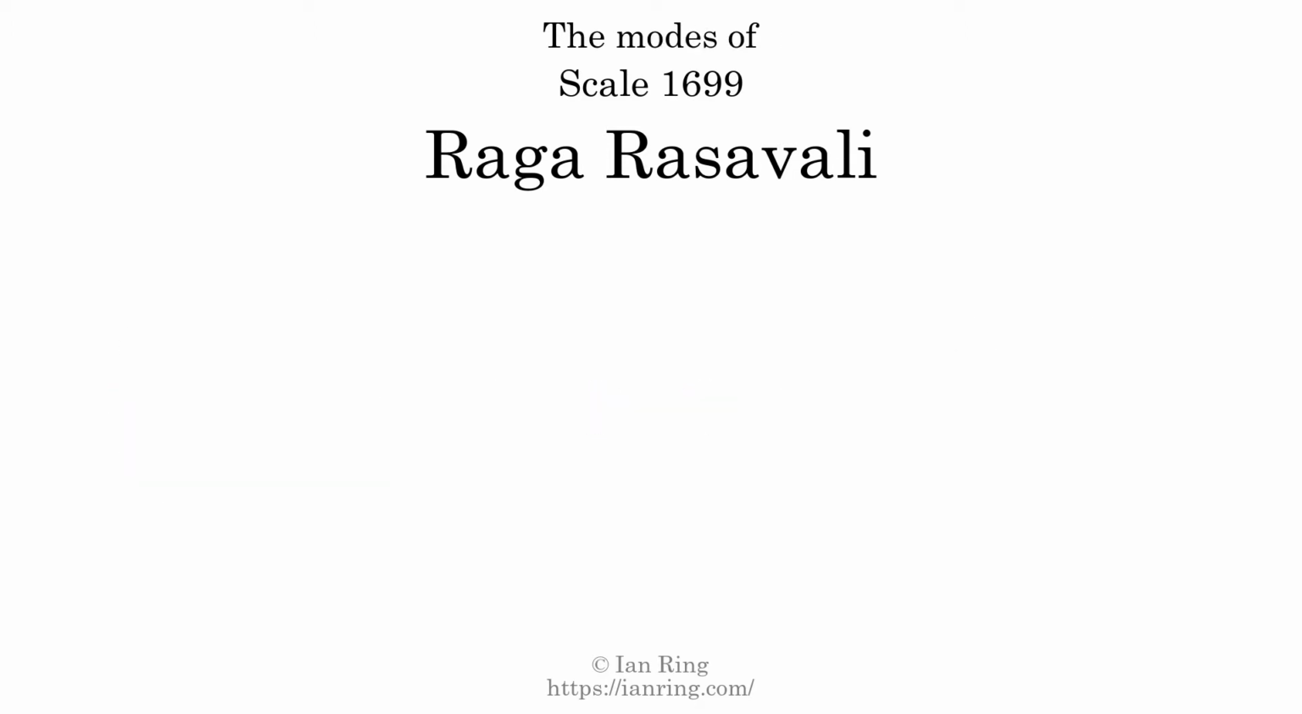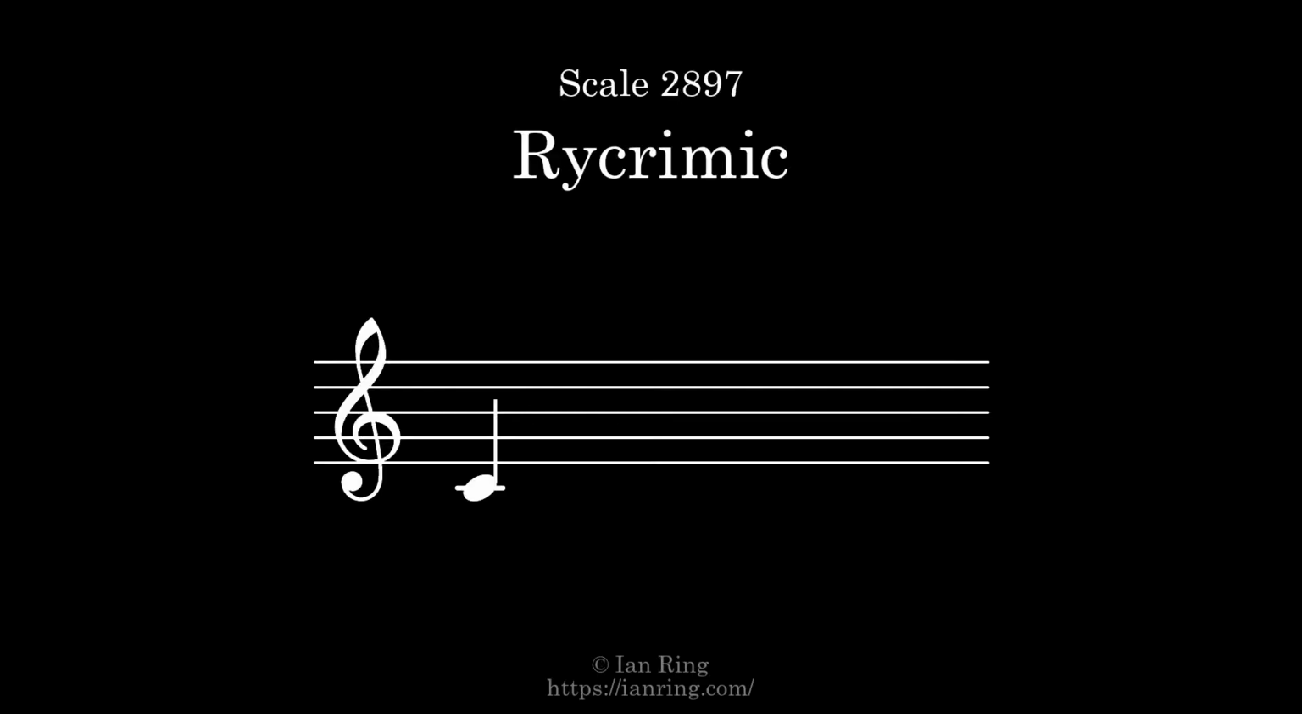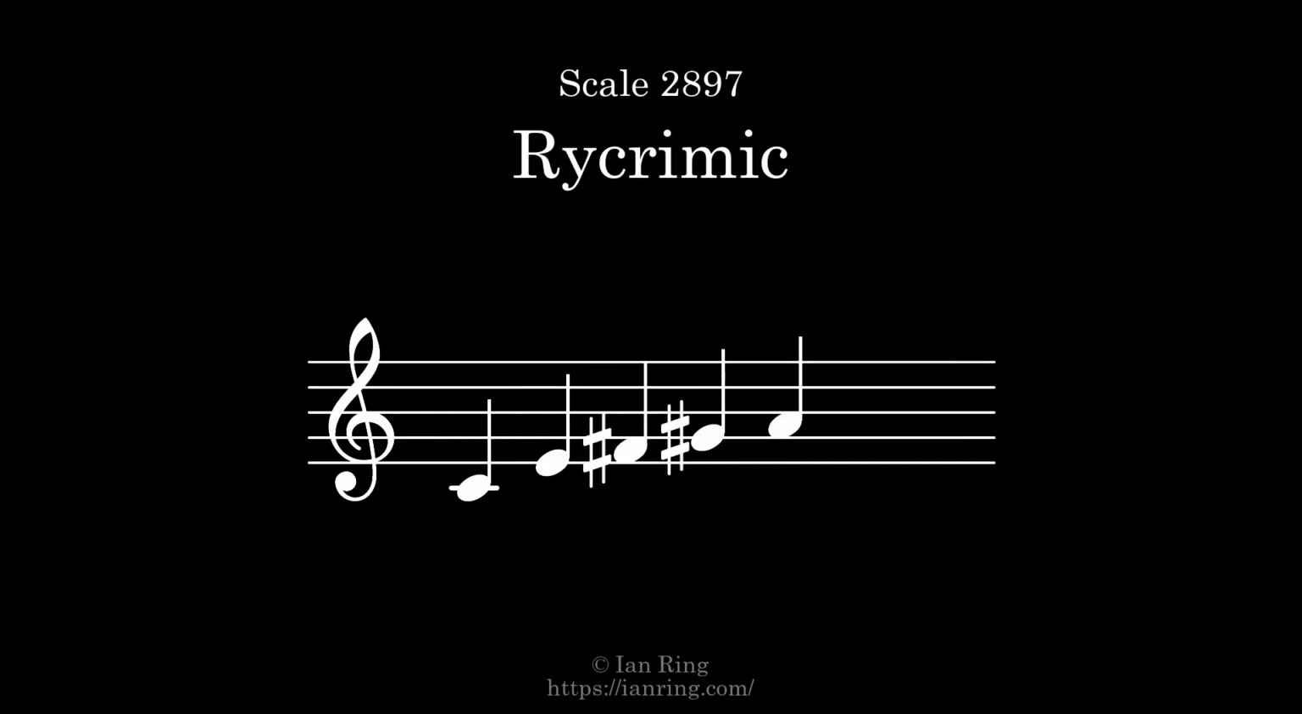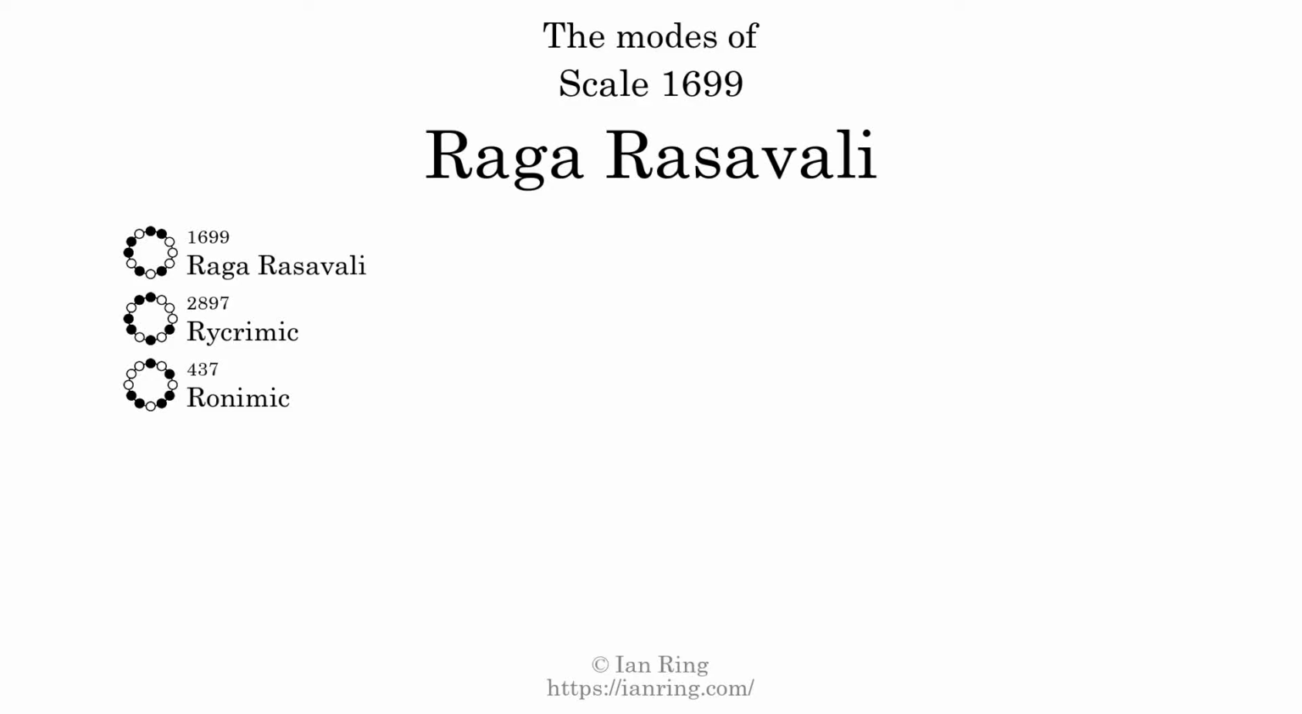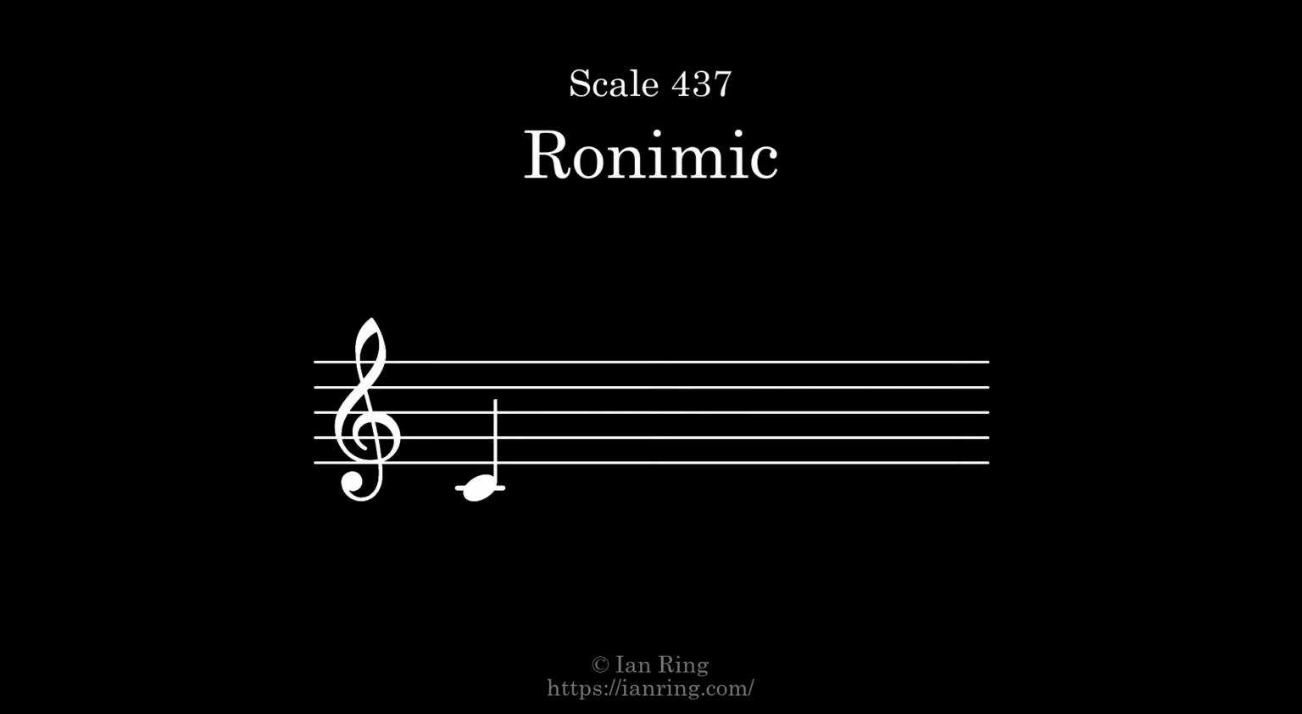This scale has 6 modes. The first mode is itself. The second mode is scale 2897, also known as rhythmic. It sounds like this. The third mode is scale 437. Also known as rhythmic. It sounds like this.